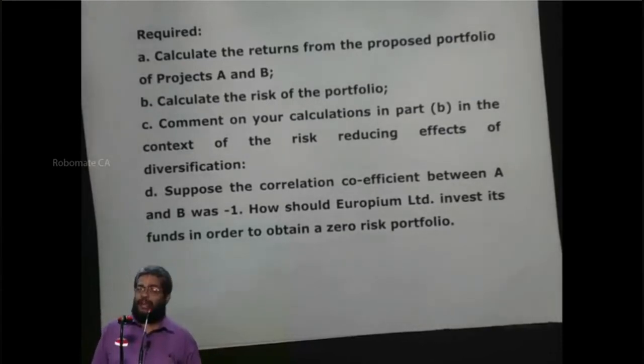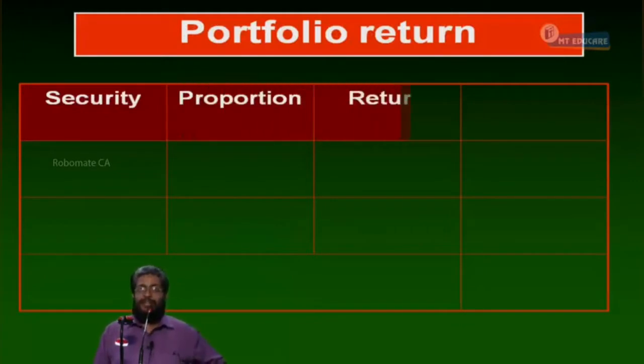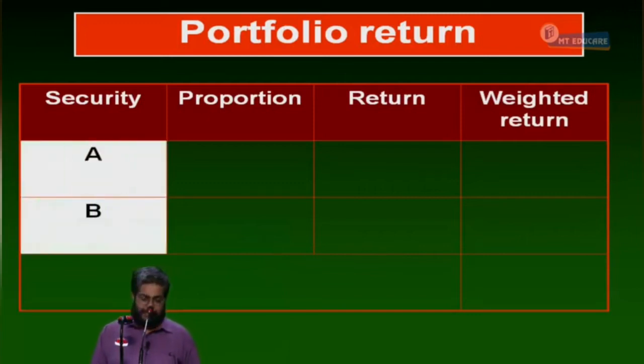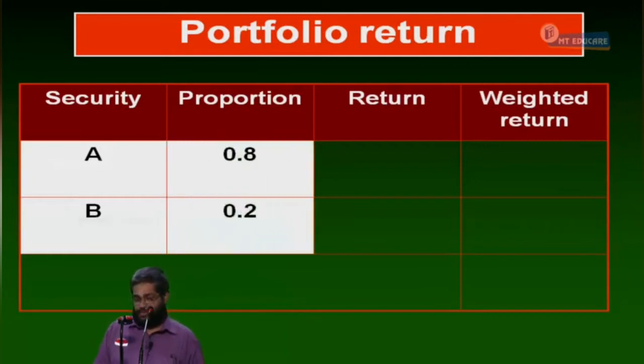Make it as projects. The columns are project, proportion, return and weighted return. The two projects are A and B. What is the proportion invested in A and B? 0.8, 0.2.